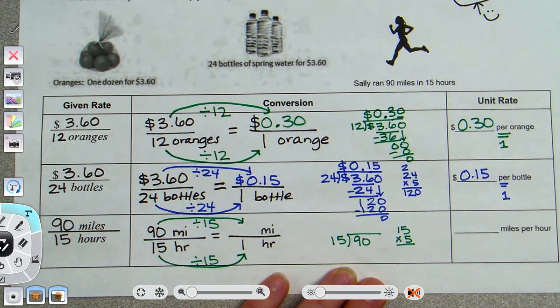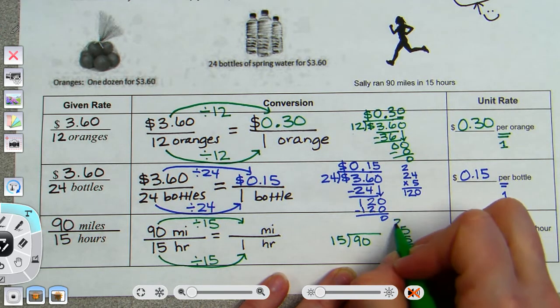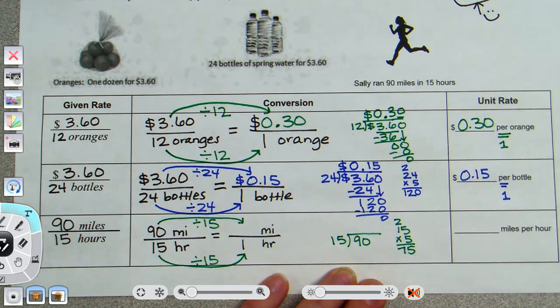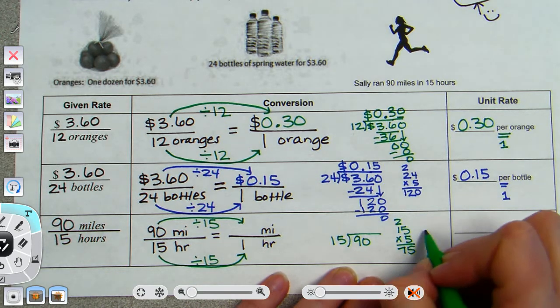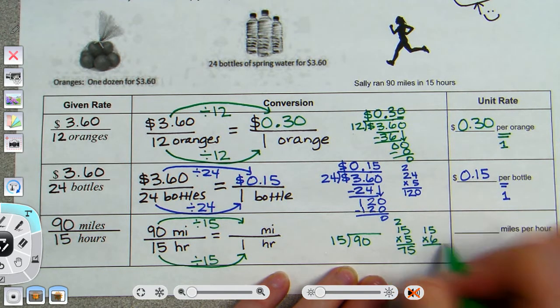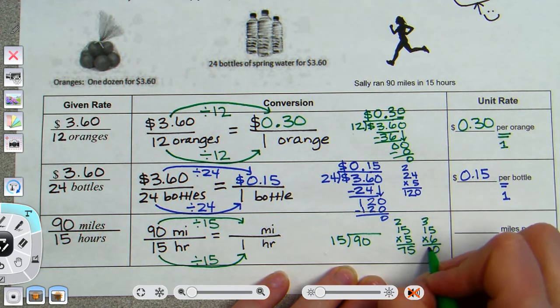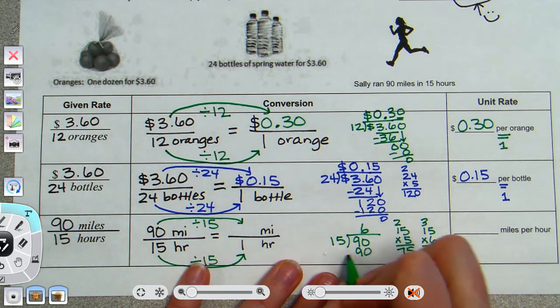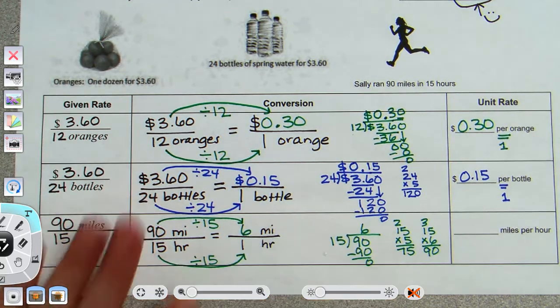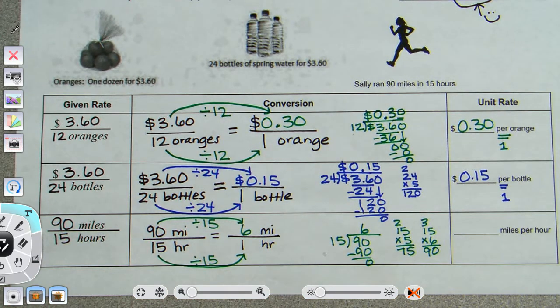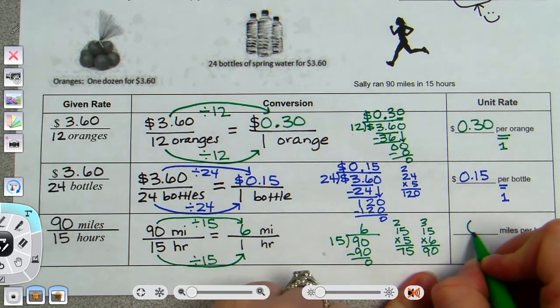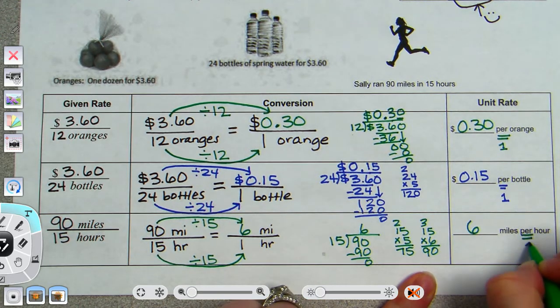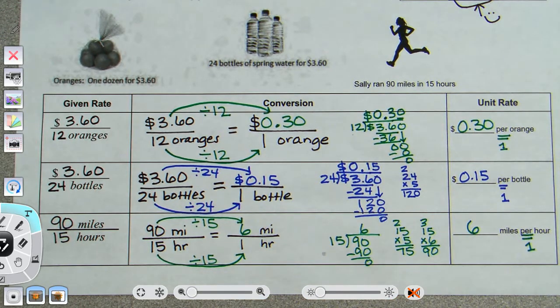So let's try 15 times 5. 5 times 5 is 25. 5 times 1 plus 2 is 7. Ooh, 75, pretty close. Let's try another one. Let's do 15 times 6 and see if that works better. 6 times 5 is 30. 6 times 1 plus 3 is 9. It worked perfectly. So we got a 6. Gave us 90, no leftovers. So my answer up top was 6 miles. So she runs 6 miles in 1 hour. So my answer is 6 miles per, because per means 1 hour.